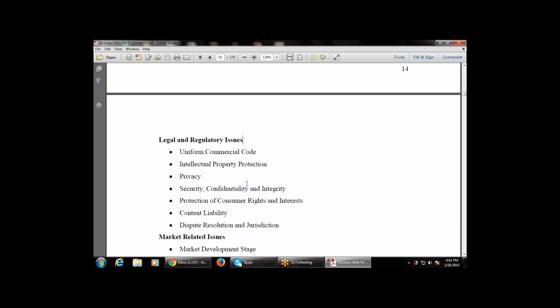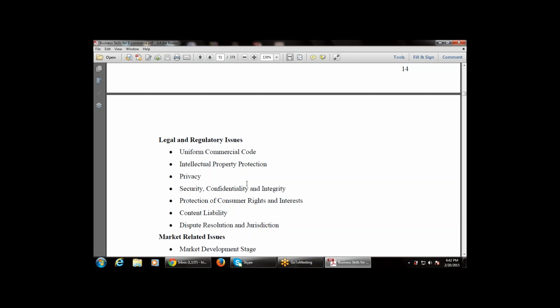So there is the security, confidentiality and integrity. Then the next one is protection of consumer rights and interest. There must be proper protection of consumer rights available. There must be a proper interest that is generated. For example, if I am a customer, I have a full right to use something. I have a full right to destroy something. That is the protection of consumer rights and interest. There should be proper consumer rights and interest available.